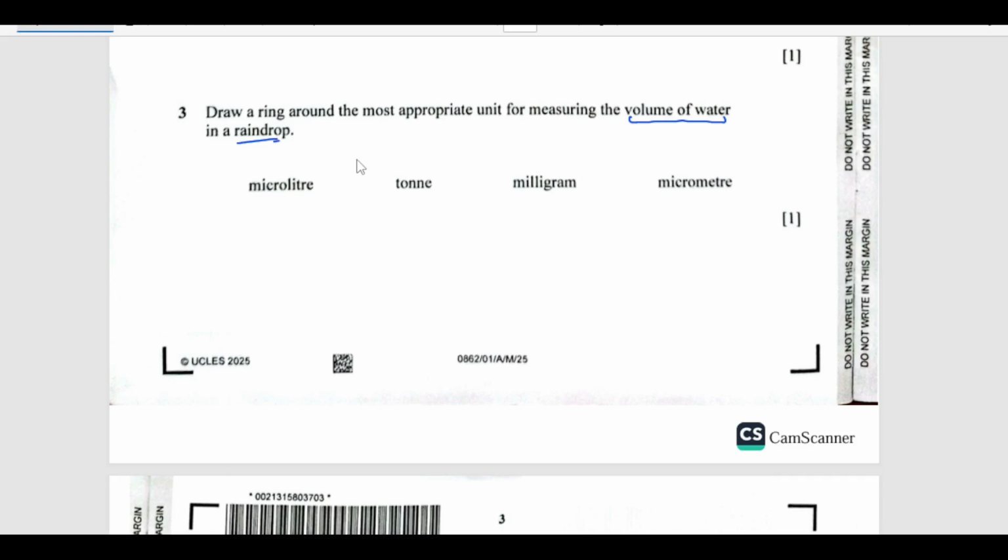Okay. Now, number 3: draw a ring around the most appropriate unit for measuring the volume of water in a raindrop. A raindrop is very small, right. First of all we will see which are the units of volume. Microliter is a unit of volume, tons is not, milligram is a unit of weight, and micrometer is a unit of length. So, the only option that we have here is microliter. Tons and milligrams are units of weight or mass, and we are left with only microliters, right.